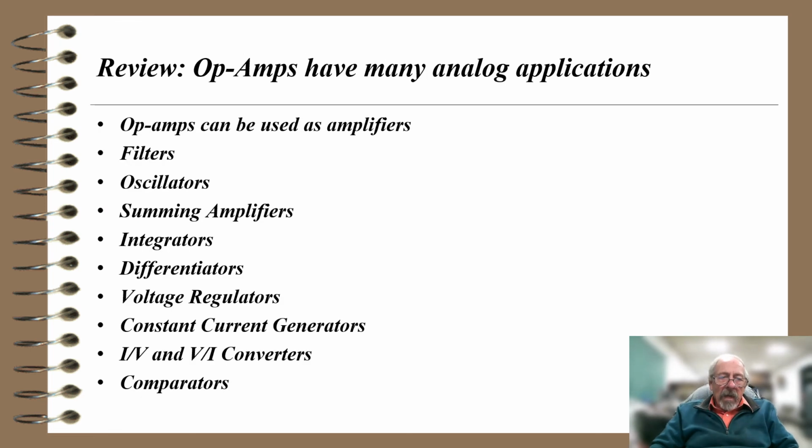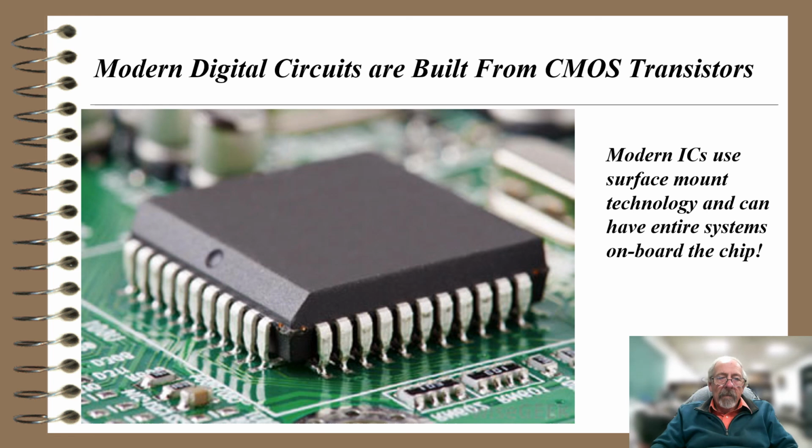So, again, this is review. Op-amps have many analog applications. They can be used as amplifiers, filters, oscillators, summing amplifiers, integrators, differentiators, voltage regulators, constant current generators, I to V and V to I converters, and finally comparators.